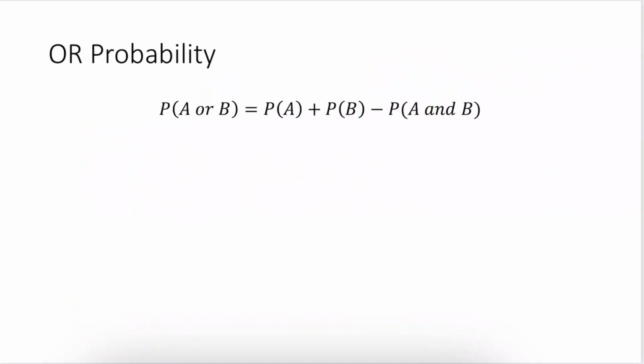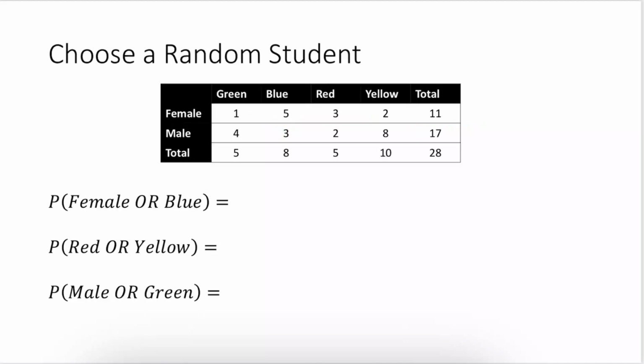So the formula for OR probability is that the probability of event A or B happening is the probability of A plus the probability of B minus the probability of both of them happening, because the place where both of them happens is where you'll double count, or there's like an overlap between the 2 events. So why don't you go ahead and try applying that to these 3 situations.